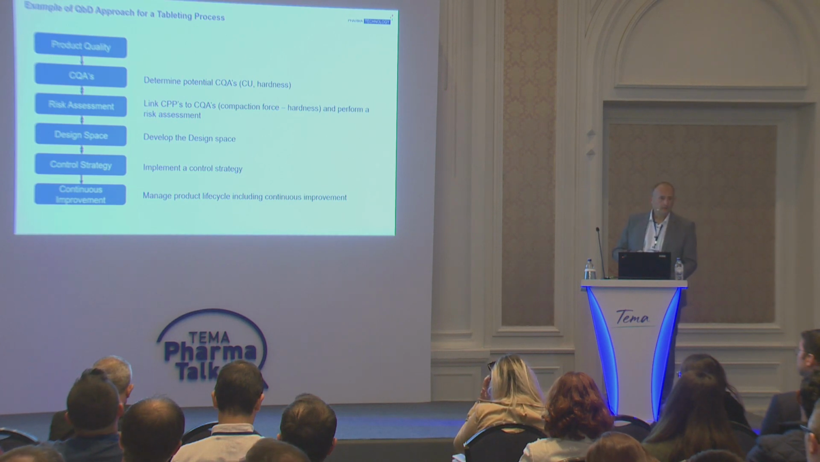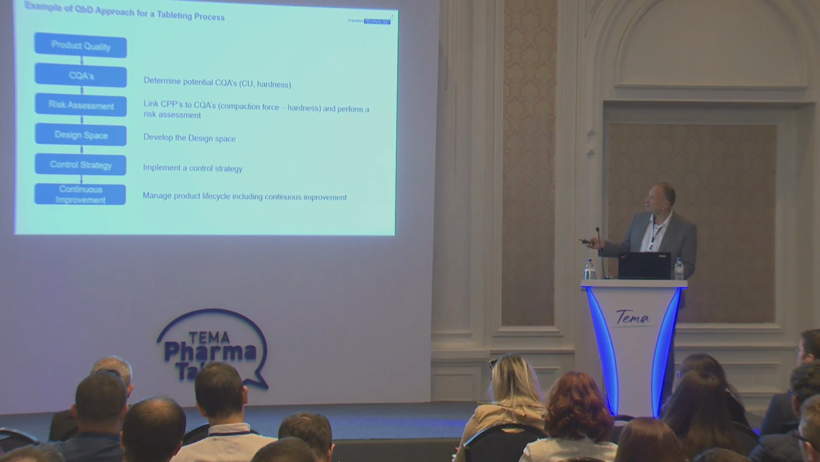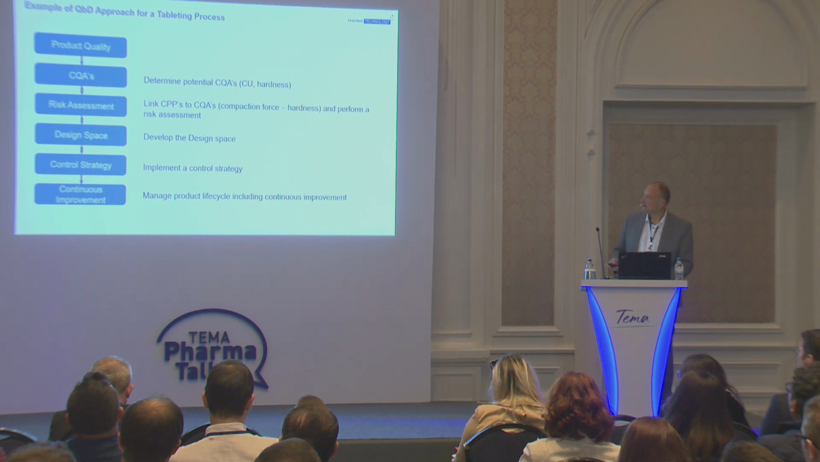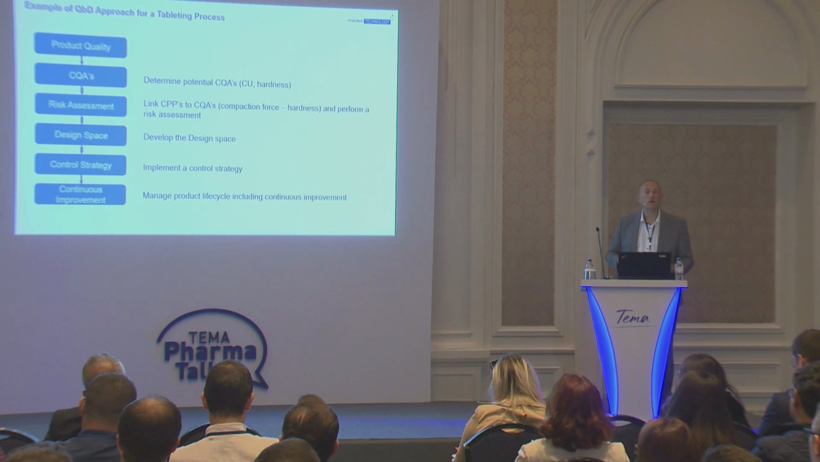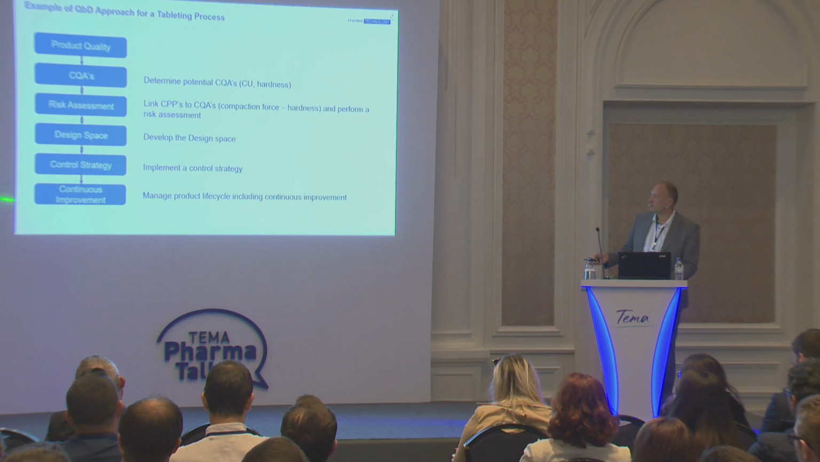What we have to do is a DOE, a design of experiments, where we link our CPPs, our process parameters, to our CQAs, for example compaction force to hardness. We have also seen this today. If we know that, we perform our risk assessment, and we can define our design space. We can implement our control strategy to really know what's going on in our design space, to survey whether we are really inside it. And of course, the last step is continuous improvement.